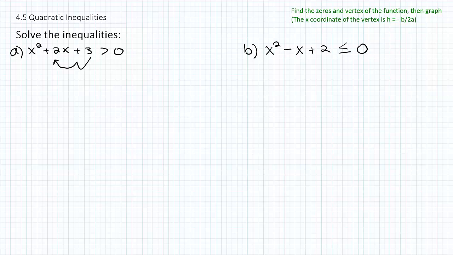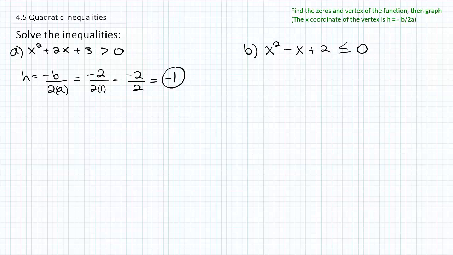Let's find the vertex. So remember, the vertex is easy. It's just h is equal to negative b over 2a, right? So negative b would be negative 2 over 2 times 1. And then you get negative 2 over 2, negative 1. And remember, this is the x-coordinate of the vertex. We can get the y-coordinate by plugging negative 1 in.